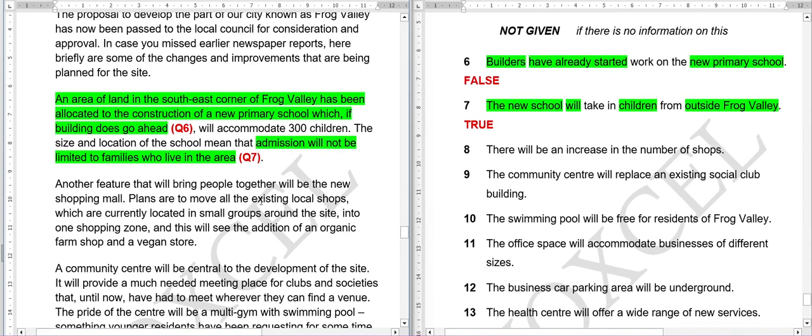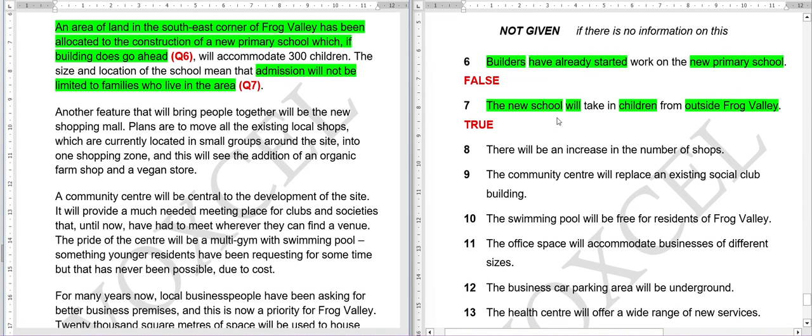Now we're gonna read the eighth question. There will be an increase in the number of shops. So the question is saying that the number of shops will increase. If the number of shops will increase, the answer will be true. But if the number of shops will not increase, what can be the other two possibilities? Either it will stay the same or it will decrease. In both cases the answer will be false. And if we don't know what will happen to the number of shops, whether they will increase, decrease, or remain the same, we will say not given. Hope it is clear. Let's see.